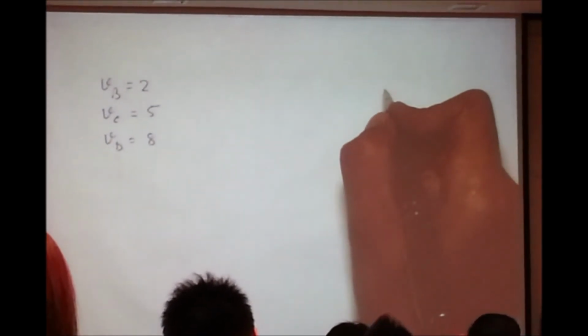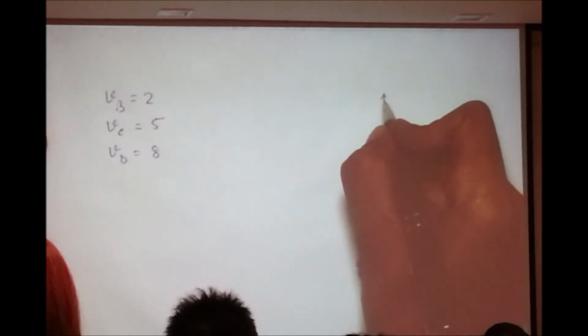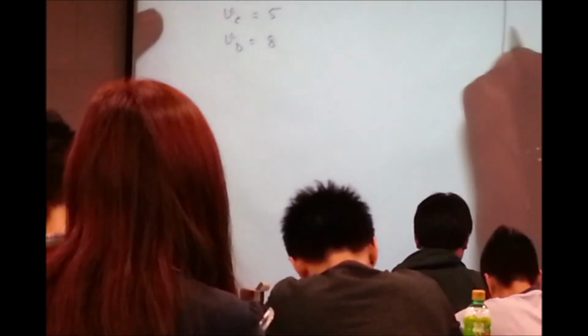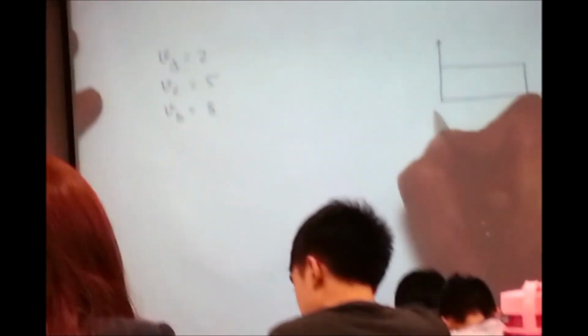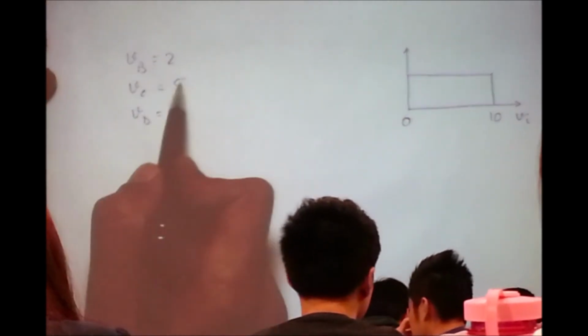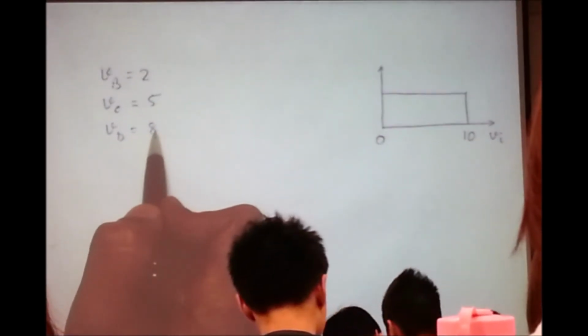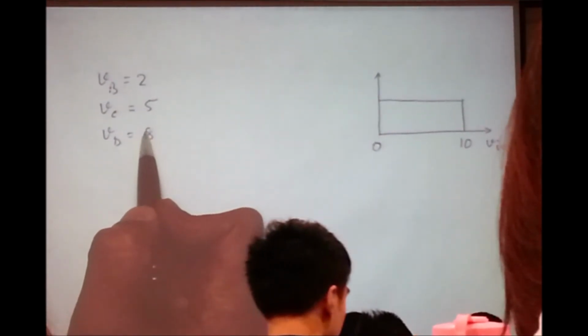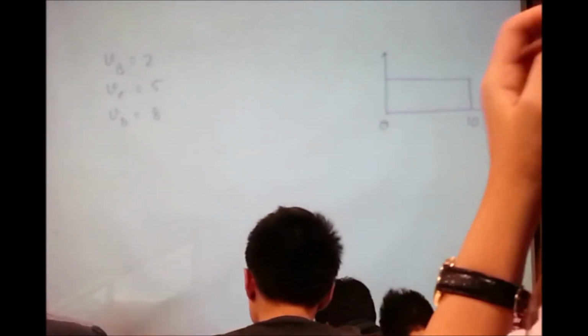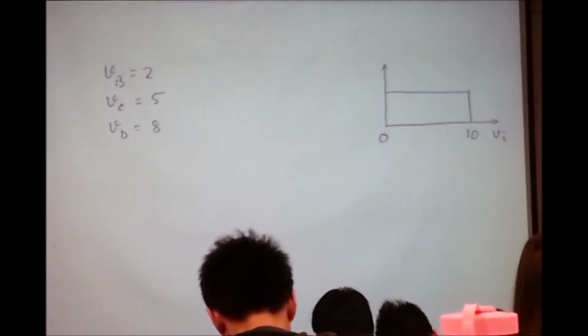What is common knowledge is that bidders' valuations are distributed uniformly between 0 and 10. In other words, even though Ben doesn't know what Charlie's actual valuation is and David's actual valuation is, he knows that both of them have come from this distribution.